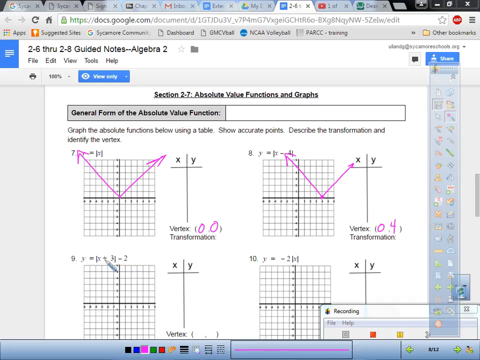down 2 and left 3. So down 2, left 3. Our vertex is now -3, 2. And the graph looks exactly the same. It's got the same slope, and it's got that same V formation. Okay?